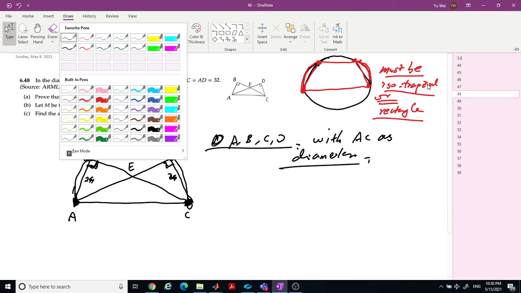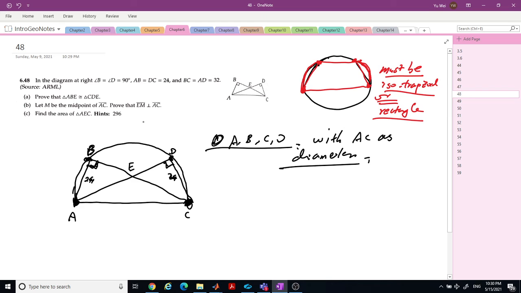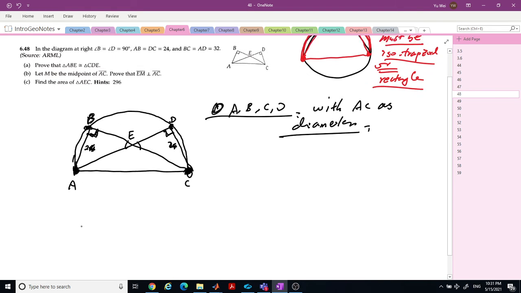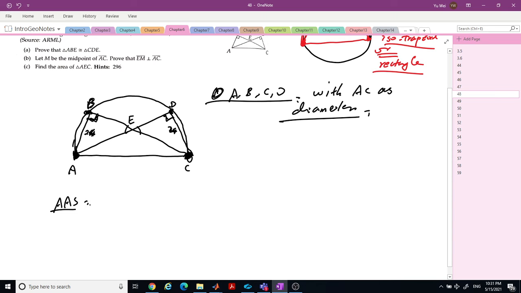Okay, so if you're very familiar with this, we can see it directly. Now you can see the sides are equal, and we have this angle equal to this angle, so that's why AAS. According to AAS, the triangle ABE is congruent to triangle CDE.